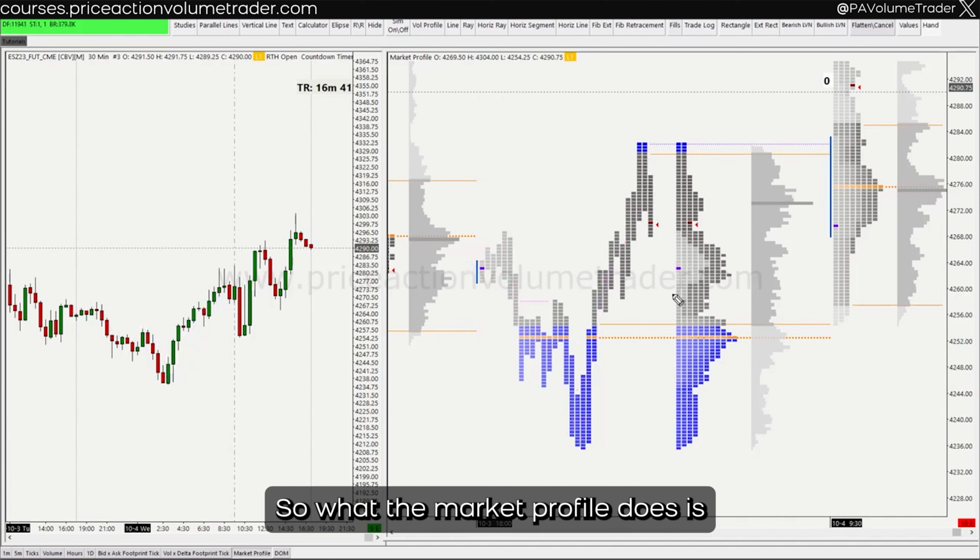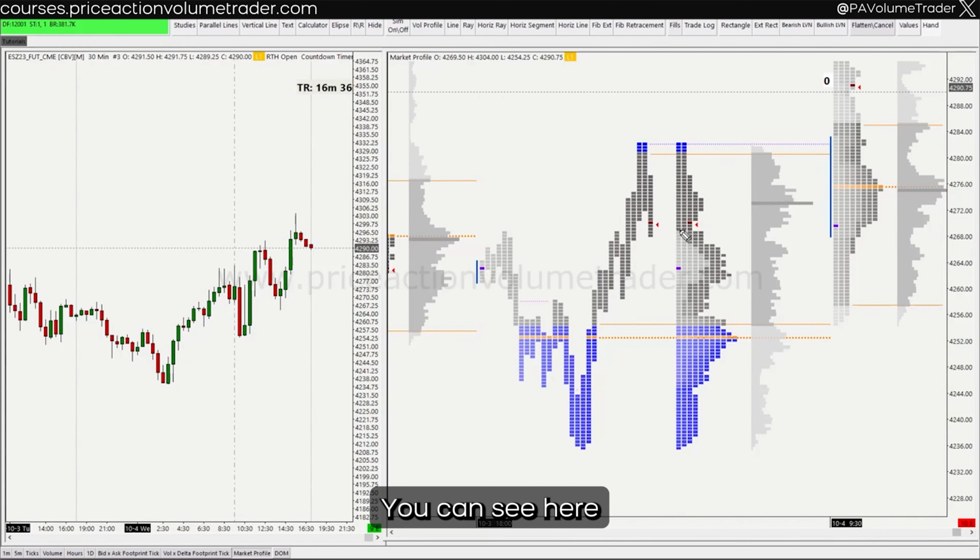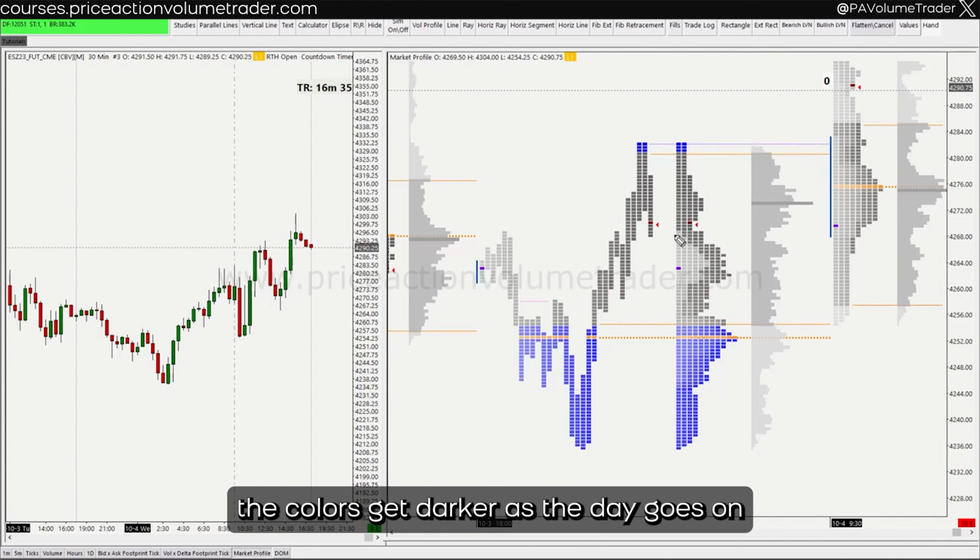So what the market profile does is it starts putting in the profile, and you can see here the colors get darker as the day goes on.